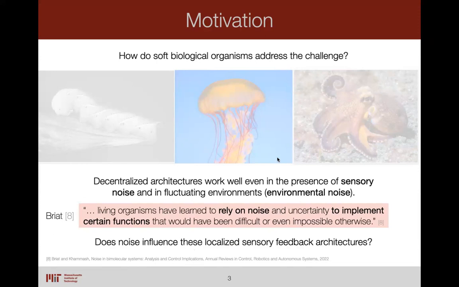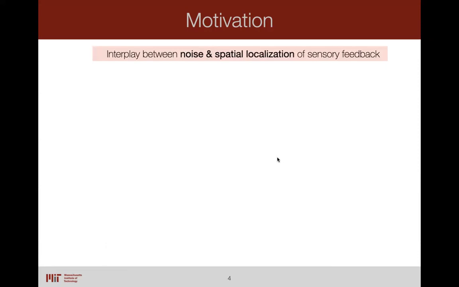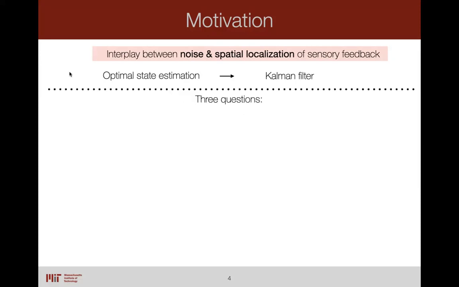So a question that I became interested in is, what is the role of this sensory and this environmental noise in either fostering or not fostering, we don't know, this sensory feedback localized architectures in space. So for this talk, most of the talk will be about this interplay between the noise and the spatial localization of sensory feedback. And in particular, I will be focusing just on the optimal state estimation problem. And I will be talking about Kalman filters, so a pretty standard framework. So there are 3 questions that I will be trying to answer today.